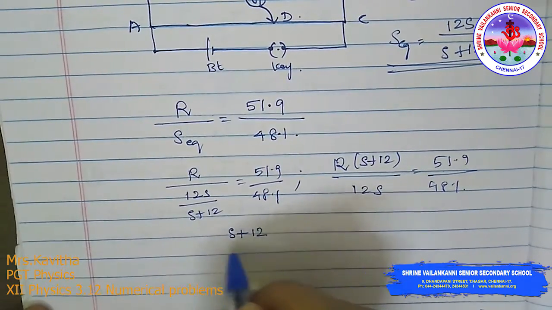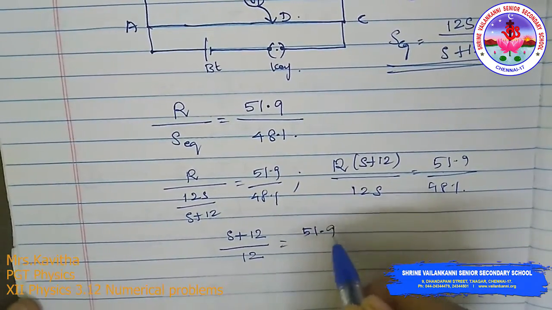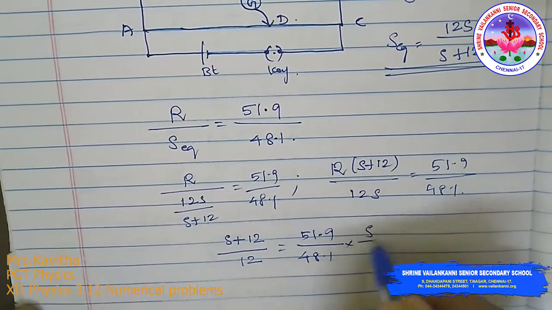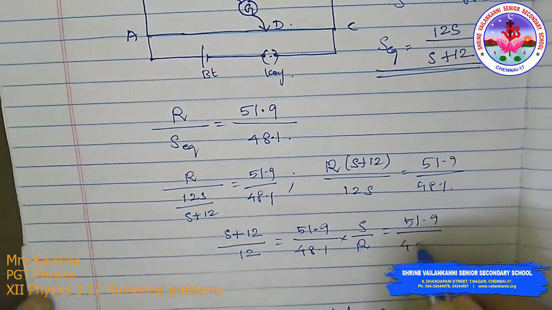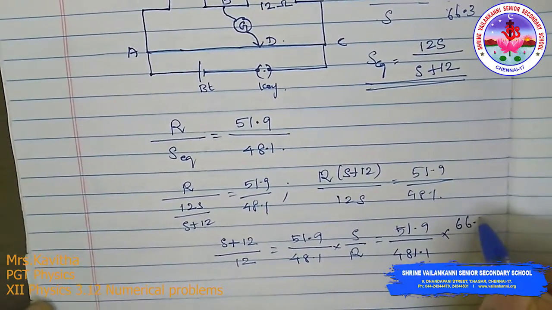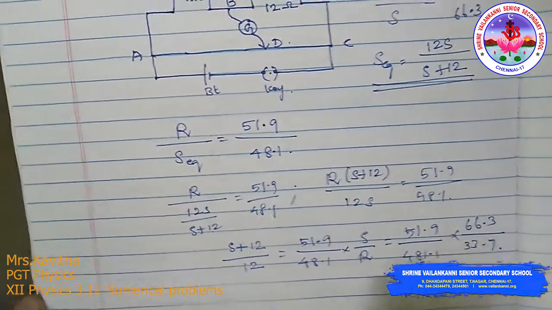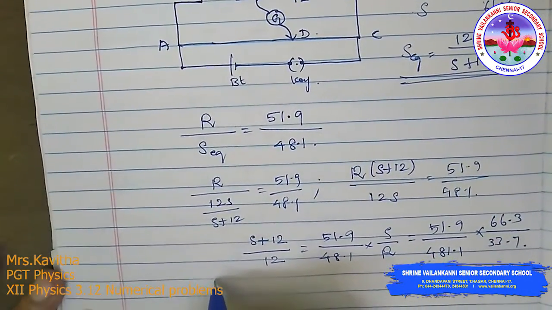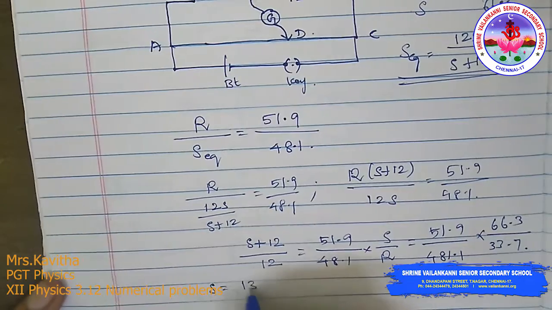So for that we can just simplify the factors. S plus 12 by 12 is equal to 51.9 whole divided by 48.1 into S by R, which is equal to 51.9 by 48.1 into, for the S by R value, we can substitute 66.3 by 33.7, right? Now we can get the value of S, which is equal to 13.1, right?